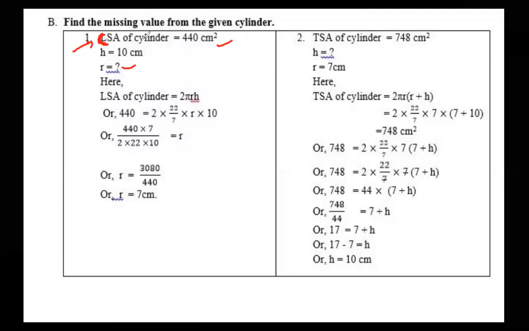What is the formula of CSA of a cylinder? 2 pi rh. So put the value, 2 pi means 22 by 7. Radius is not given. Let us write R itself. So let us write R only. A single word is there. So R is there, into height. What is the value of height? 10. If something is not given, obviously it will be on this side. What is the value of CSA? 440.